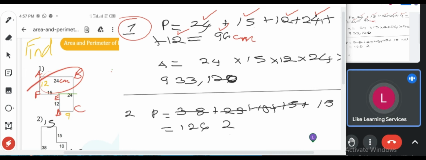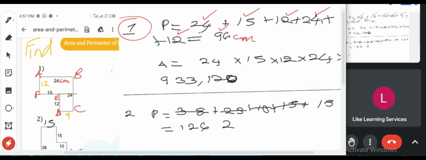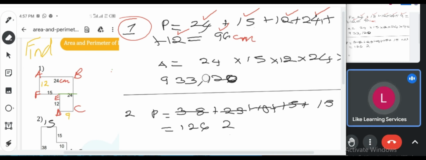What's the area of this rectangle? This is going to be this upper rectangle. 24 times 12 times 5 times 15. Hello, a rectangle is just length times width. Only length times width for area. So it's 24 times 12. Okay? So can you clean what you wrote here and do the correction?